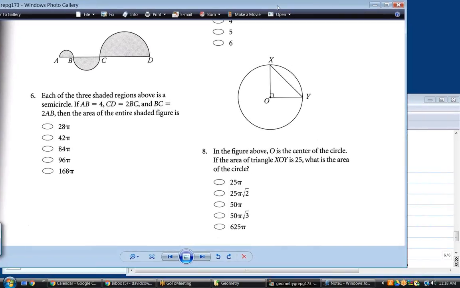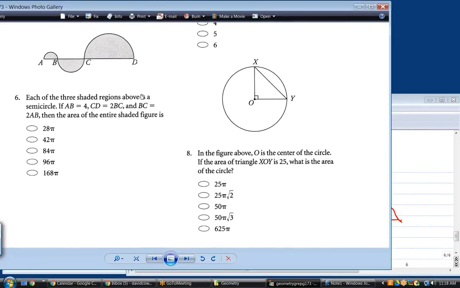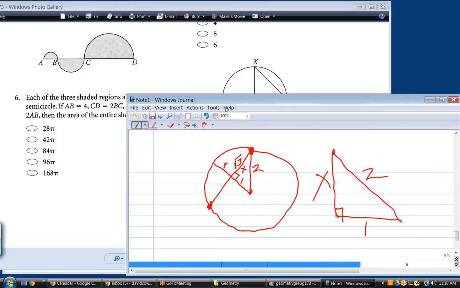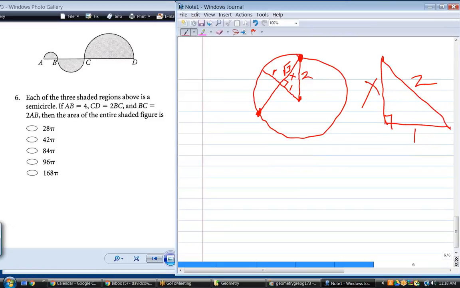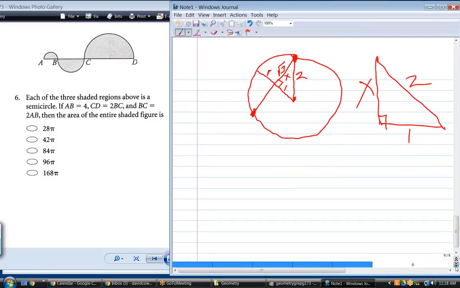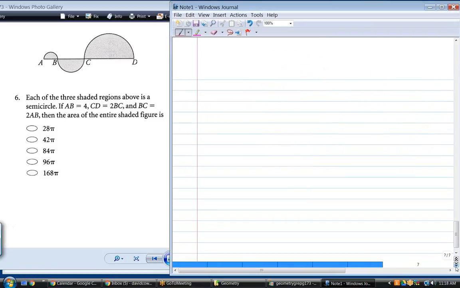That problem was no more difficult than the previous section, and same thing here. These just look a little strange, that's all. You're not used to seeing so many circles and semicircles.